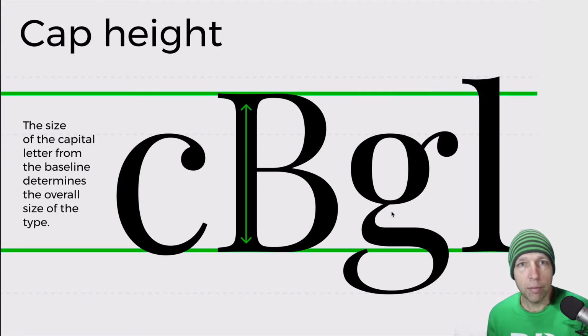The cap height. Any capitalized letter in a particular typeface will have a cap height, and all the capital letters in that typeface will have the same height. Also notice that in this particular view, we have letters that are going below the baseline, and we also have letters that are going above the cap height. I'm going to explain what those are in just a second.